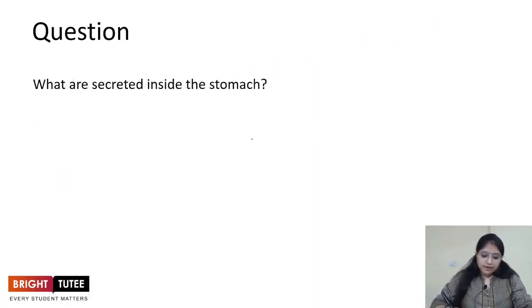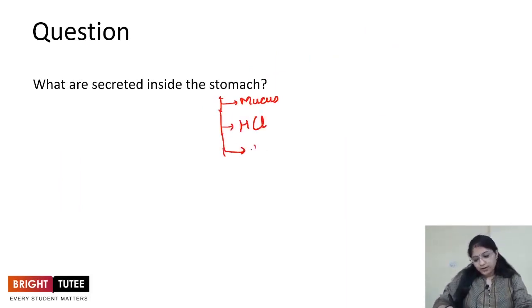What are secreted inside the stomach? So there are three things which are secreted. First is the mucus. Second is hydrochloric acid. And third is the digestive juices.